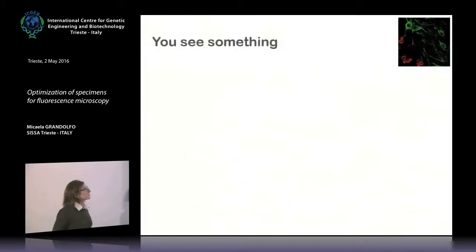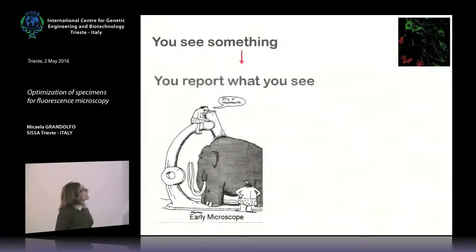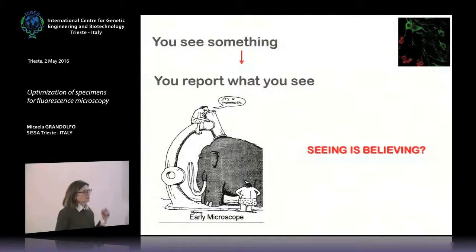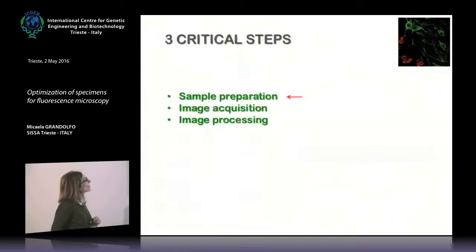When you are working with fluorescence microscopy, you see something, and then, of course, you want to report what you see. It's true. But are you every time really sure that what you are seeing is biologically and physiologically true? This point is very important. If you start to design your experiment with this question in mind, you can avoid a lot of artifacts and you can work unbiased.